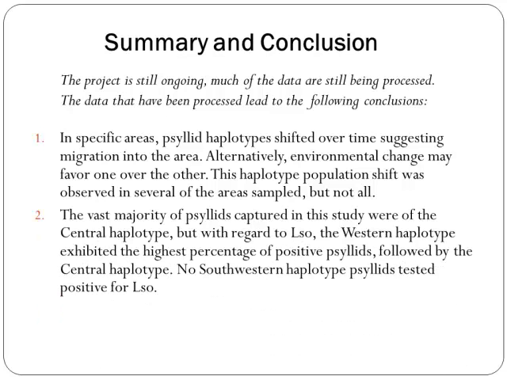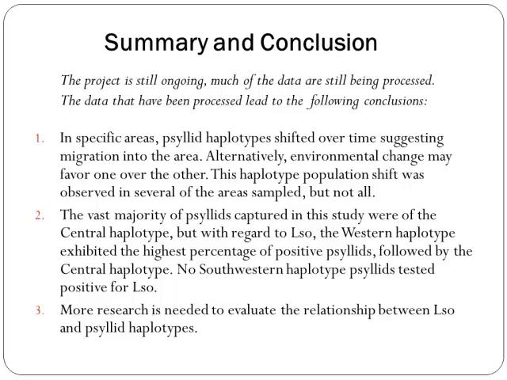The vast majority of psyllids captured in this study were central. But with regard to LSO, the western haplotype exhibited the highest percentage of positive psyllids, followed by the central haplotype. No southwestern haplotype psyllid tested positive for LSO. And more research is needed to evaluate the relationship between LSO and the psyllid haplotypes, especially for the western haplotype. We only found 4 positive, so that's not enough to make a conclusion.